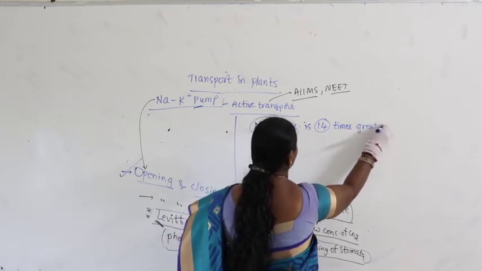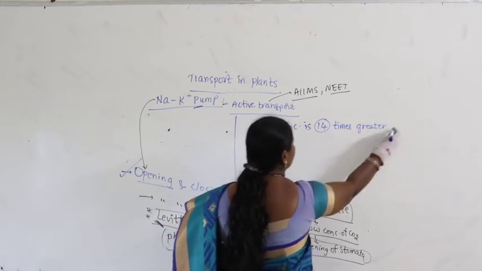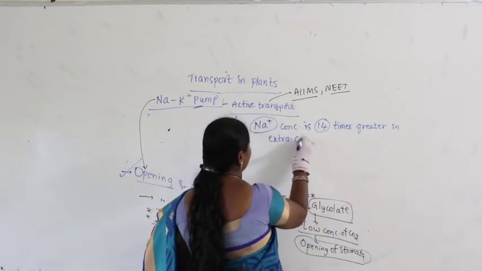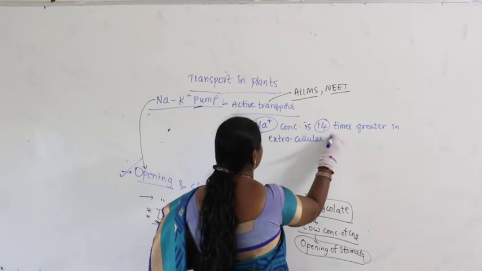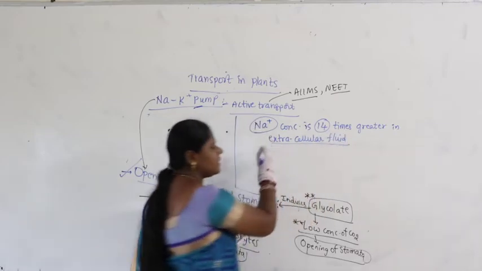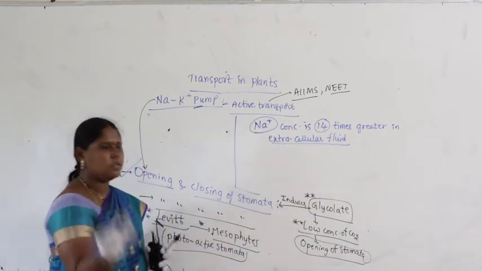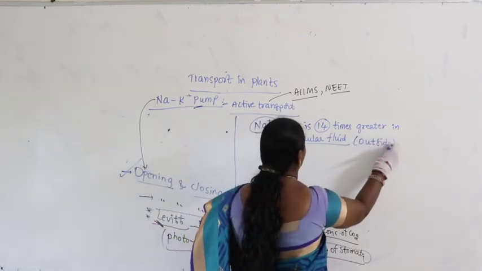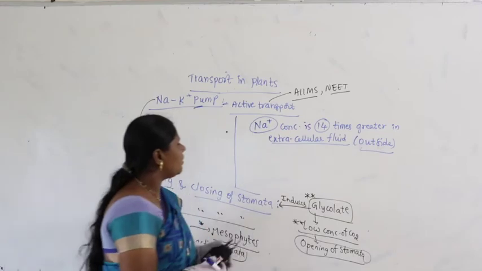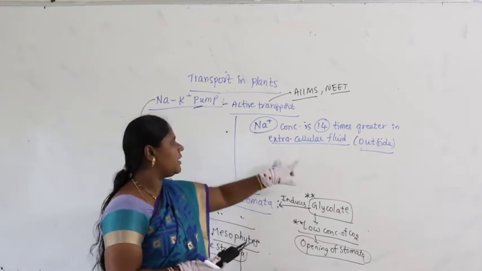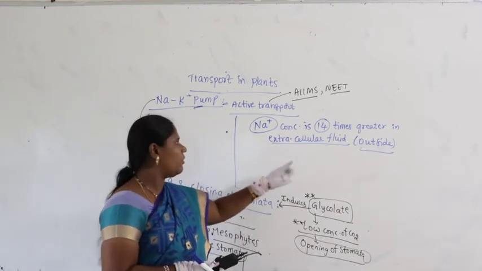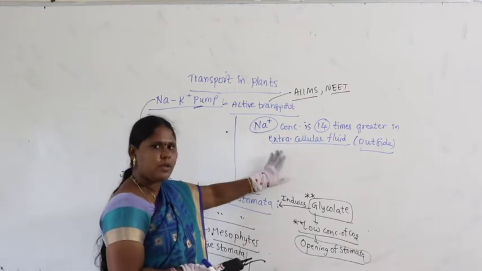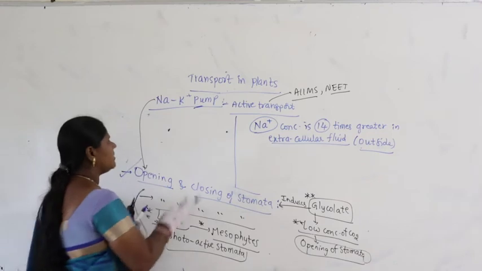14 times greater. So, let us continue in extracellular fluid. Extracellular fluid means where it is present? Extracellular, outside the cell. So, this we find outside the cell. So, sodium concentration is 14 times greater in extracellular fluid. Let us take this is inside the cell, this is nothing but outside the cell. Okay. Then what about the K plus here?